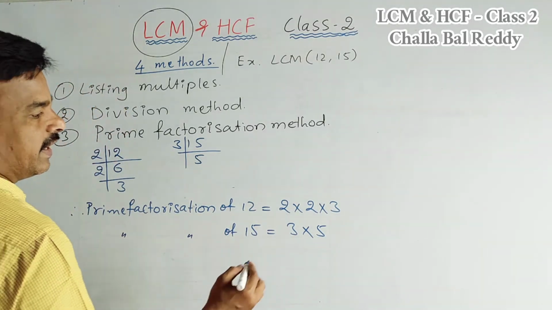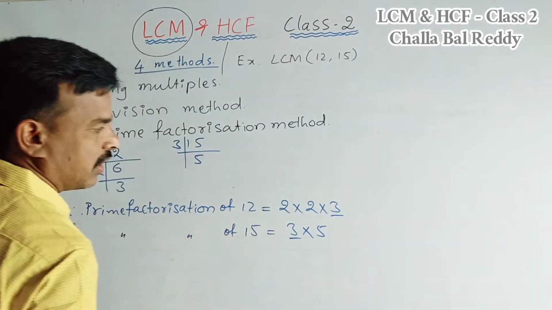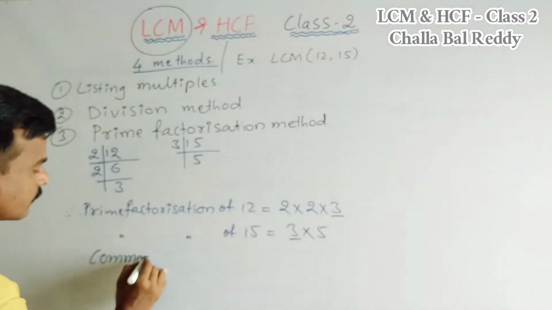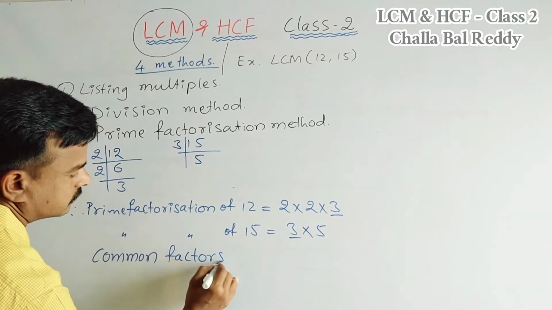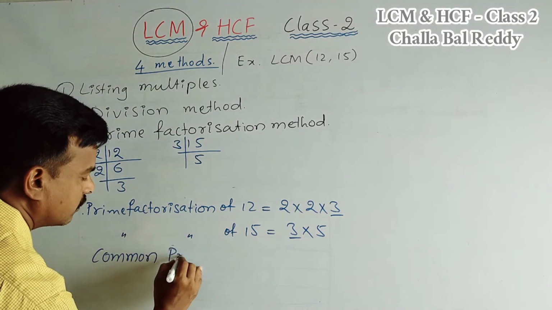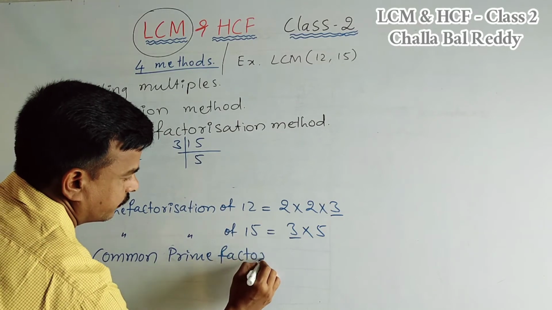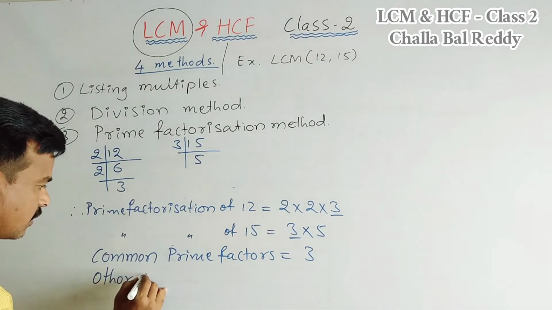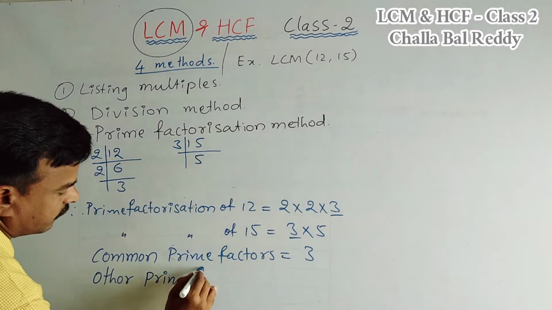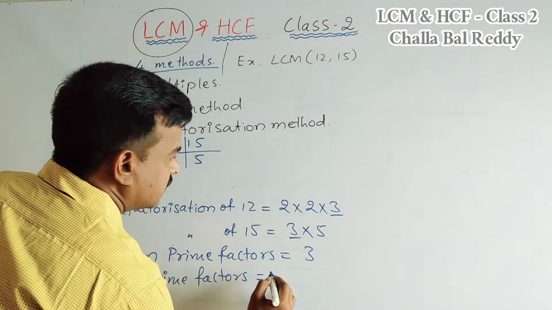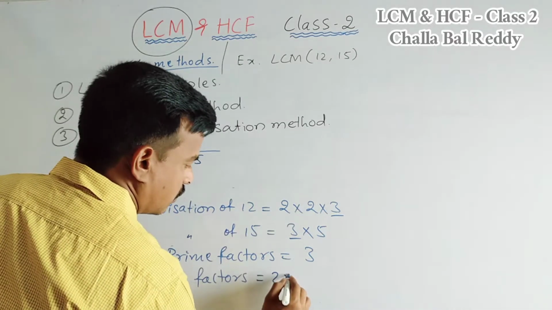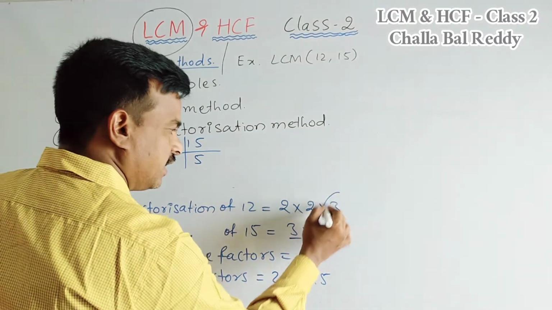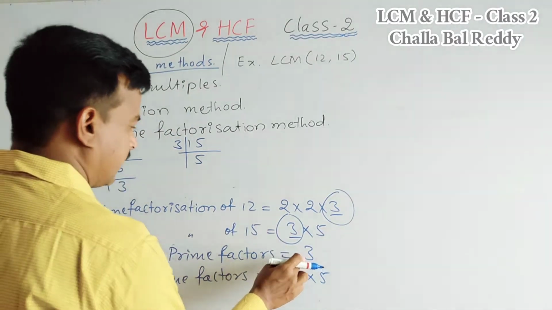And now we check whether there are any common factors. First we have to find the common prime factors. The common prime factor is only one, that is 3. And now we write the other prime factors. What are the other prime factors? 2 into 2 and 5. 2, 2, 5 are the other factors. This 3 and this 3 are common. That is why we have to take it as the common factor.